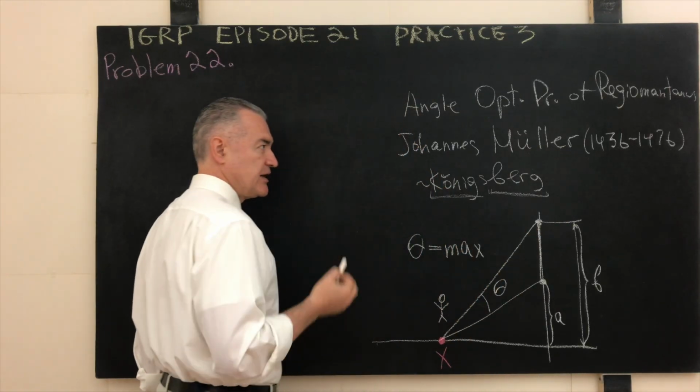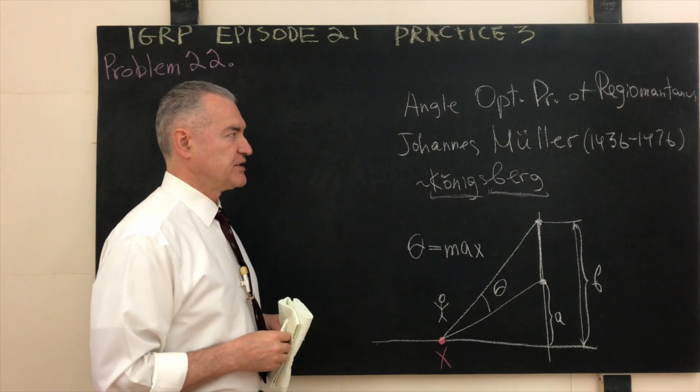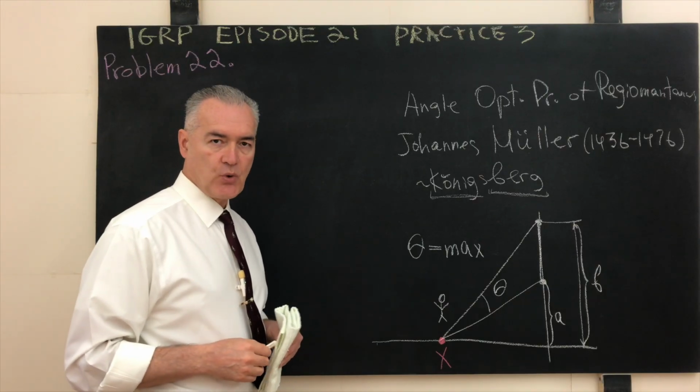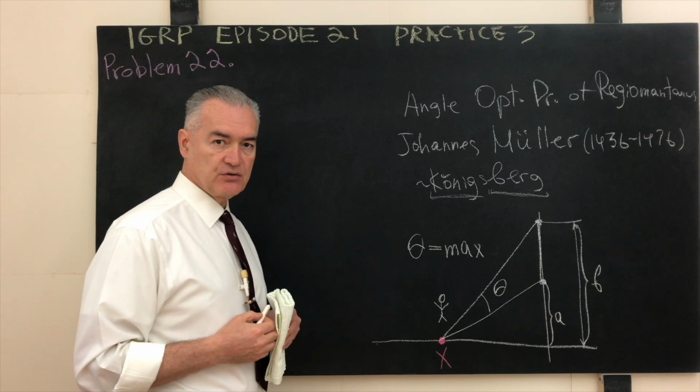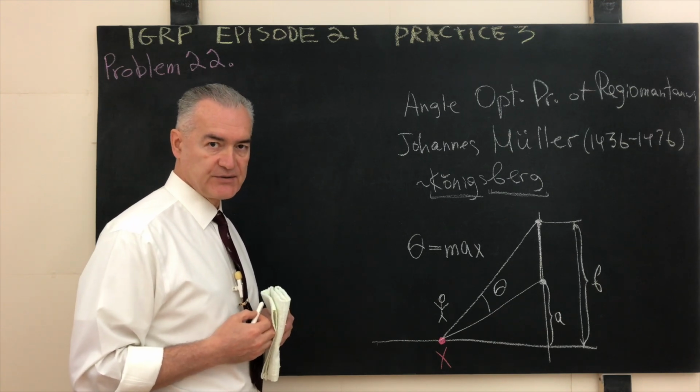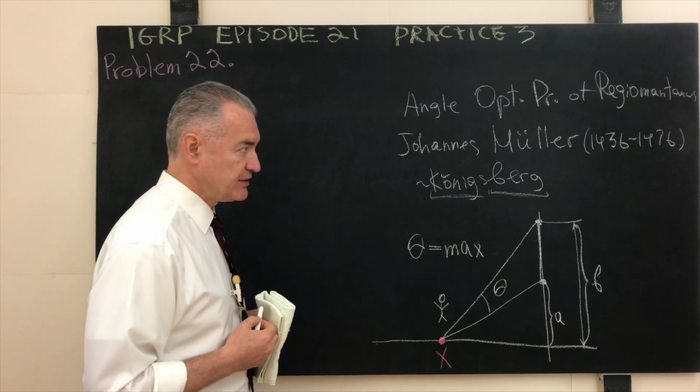And my take is that Mr. Müller here was quite flamboyant. He had an exaggerated opinion of himself and of his intellectual abilities.